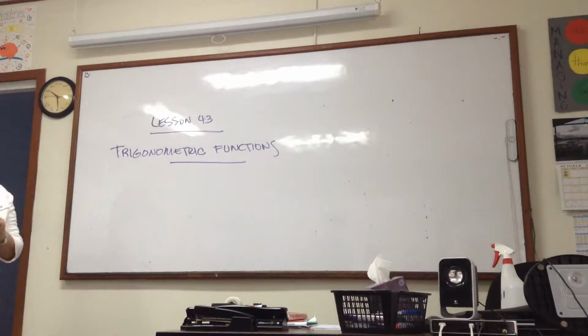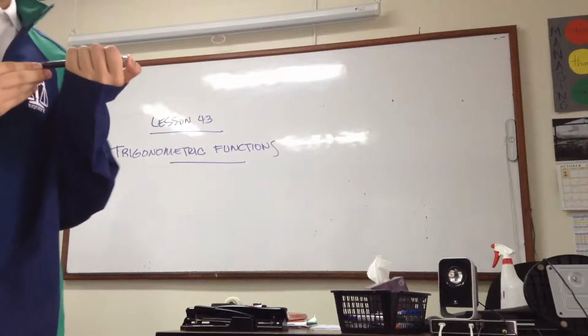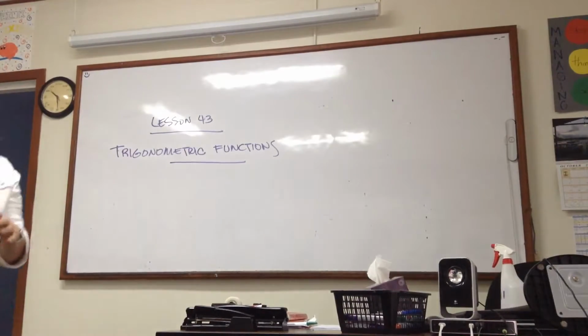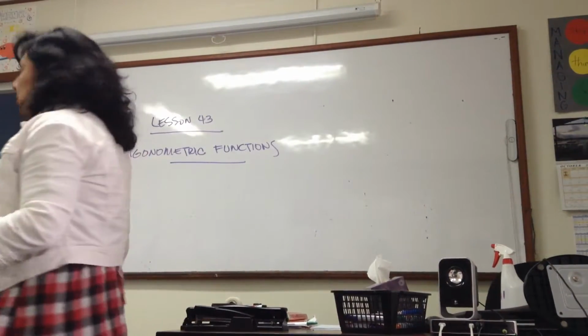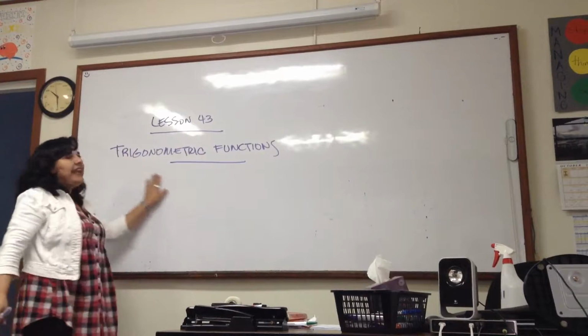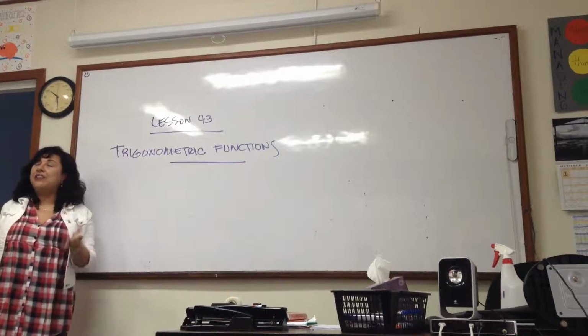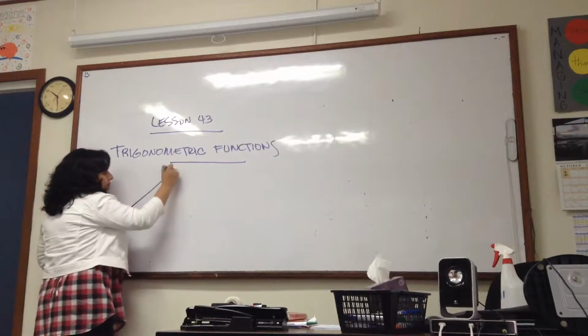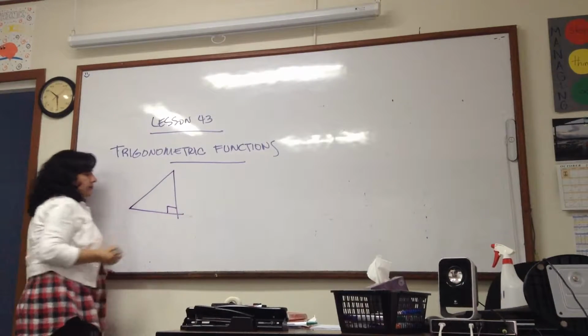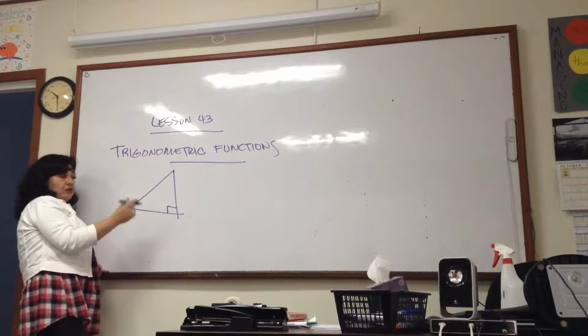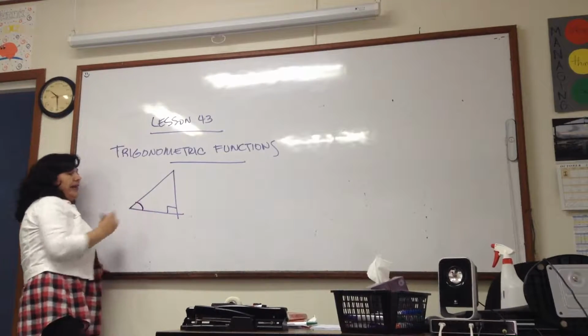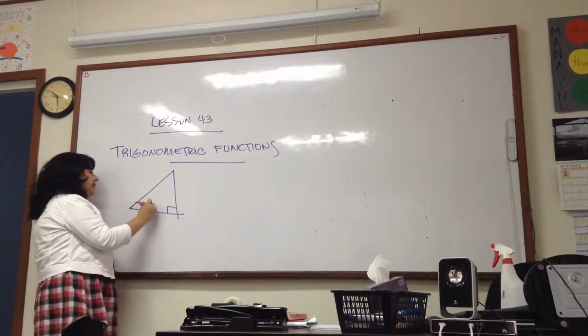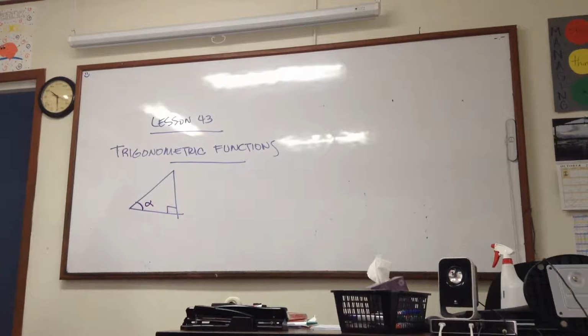And trigonometry has to do with triangles and the relationship between sides and angles. Initially these only work, or they come out of, right triangles. So we have a right triangle, and these have names. Let's say the angle that we're going to be analyzing is here, and we're going to call it alpha, because we use Greek letters for angles.